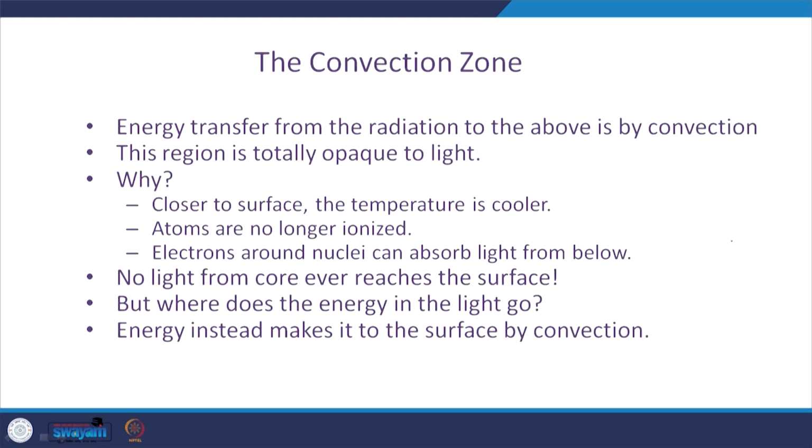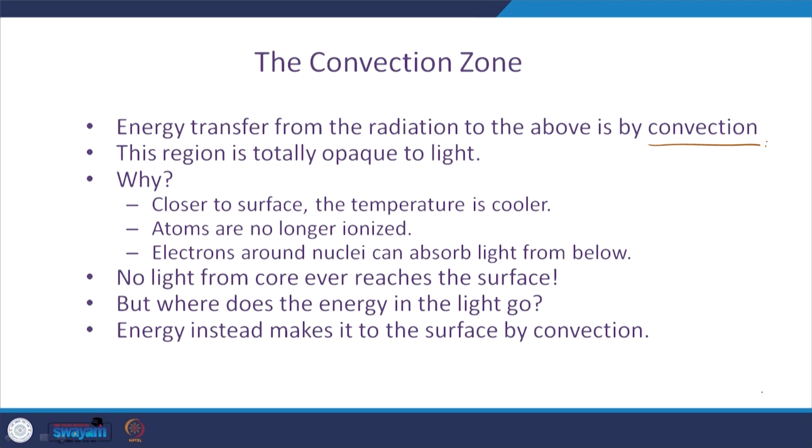Now, what do you have above the radiation zone? Above the radiation zone, you have what is called the convection zone or convective zone. The energy transfer from the radiation zone to the photosphere, to the outer side, happens by means of convection. From your earliest classes, you know that energy transfer can take place in 3 different ways, which are convection, radiation and conduction, right. Now, this region being a fluid, in this region the energy transfer happens by means of convection.